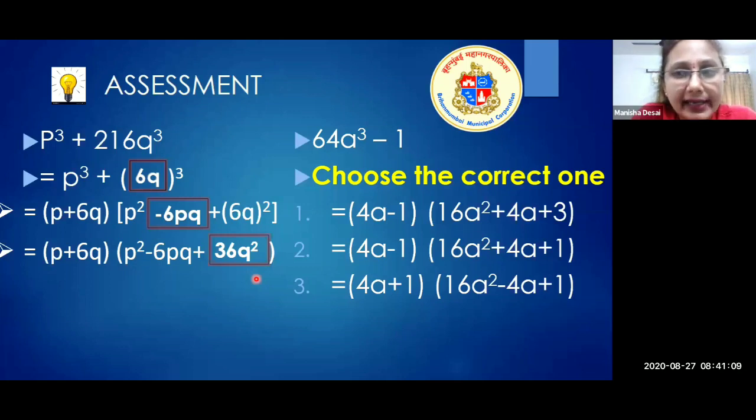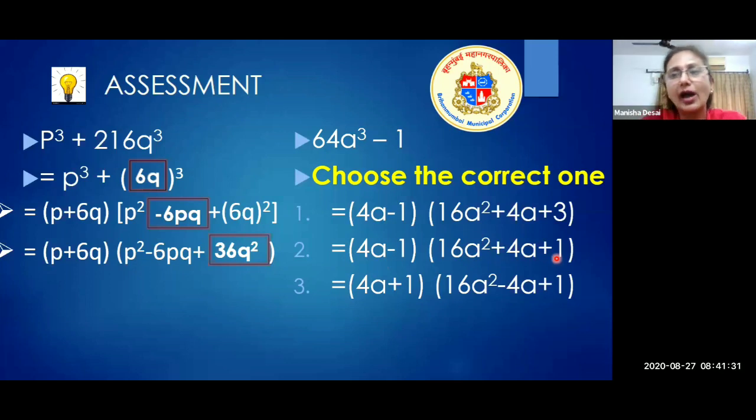No, you said the second one. Who said the second one? Just tell me your name, please. Teacher Kaushal Kadam. From which school? Dikshit Road, UPS. Very good, very good, beta. So our answer is 4a minus 1 into bracket 16a square plus 4a plus 1.